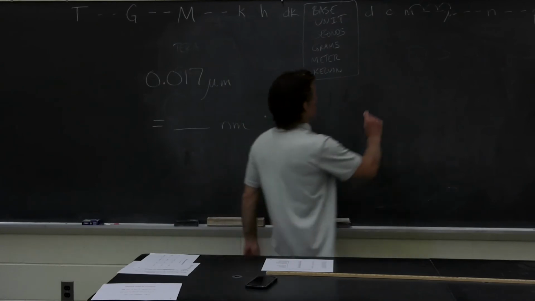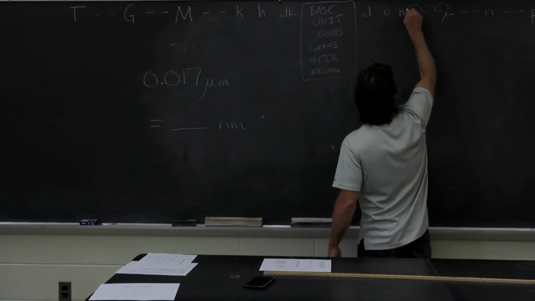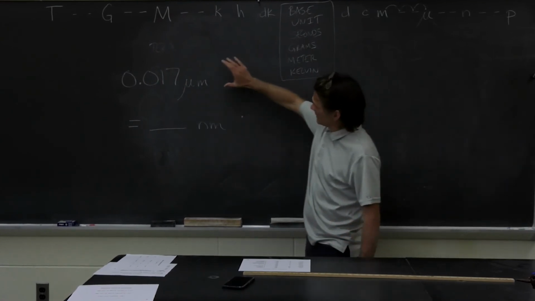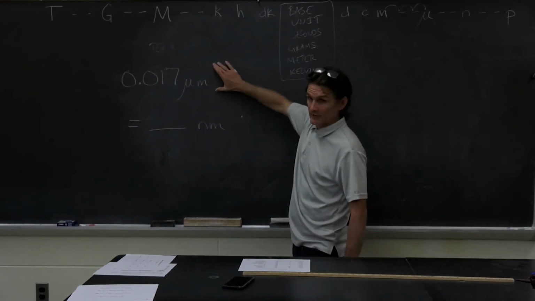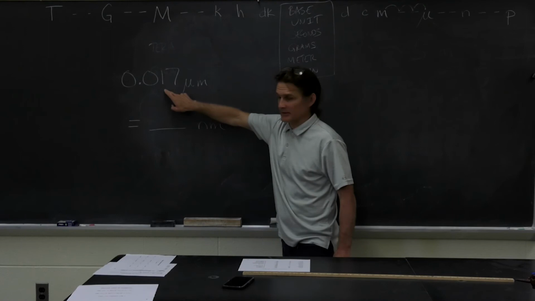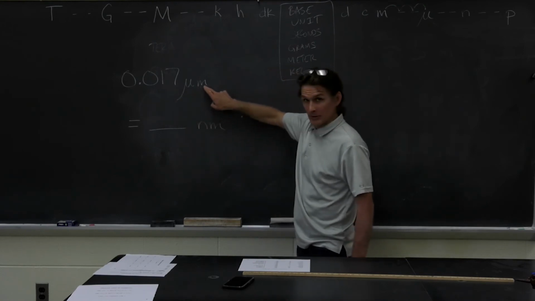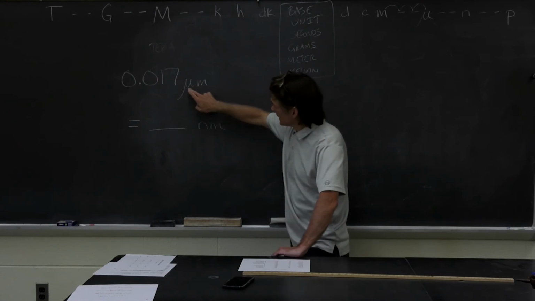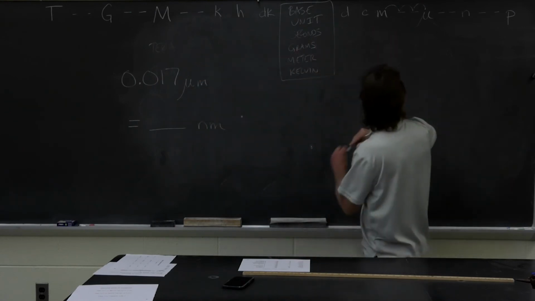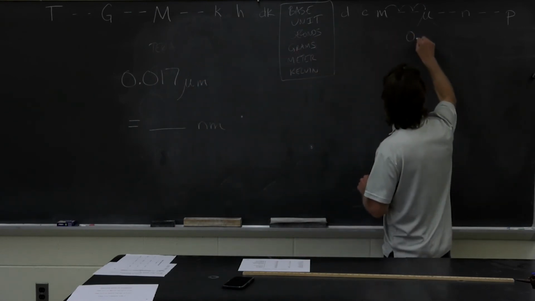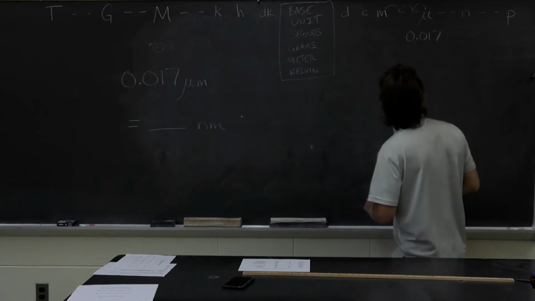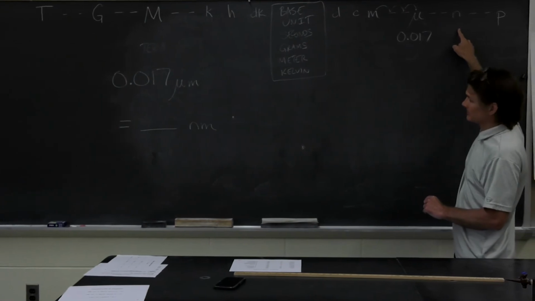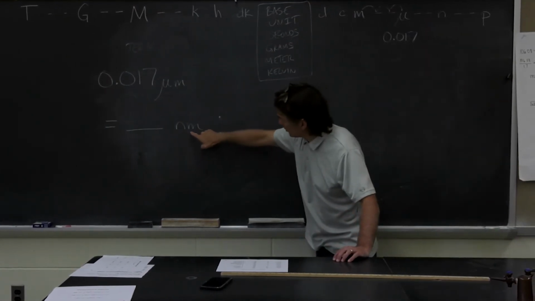So if I'm going to do this problem, let me make these clear here. I'm going to take the measurement that I have, 0.017. I'm dealing with a meter, so we know it's a length measurement. But I'm going to stick that in the micro portion of the chart. So I'm going to stick that right here. And I see that I want to move to the nano position, because I want to know how many nanometers there are.